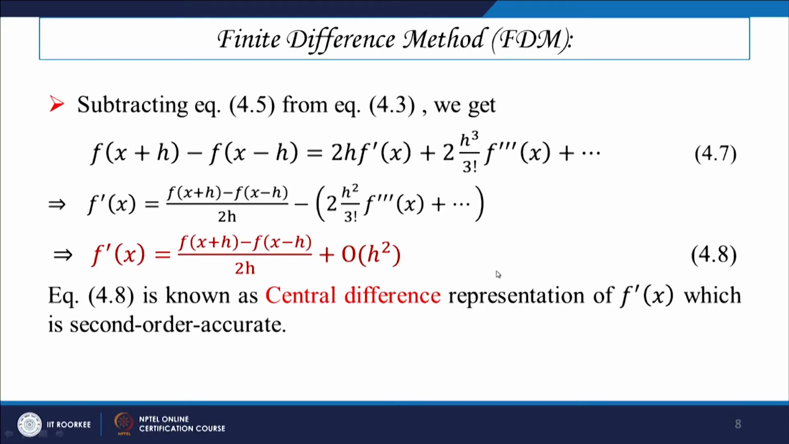So, in the final form, this equation is written as f dash x equals f of x plus h minus f of x minus h by 2h plus order of h square. This equation is known as the central difference representation of f dash x, which is second order accurate. Forward difference and backward difference approximations are first order accurate, but taking the difference of f of x plus h minus f of x minus h gives second order accuracy.